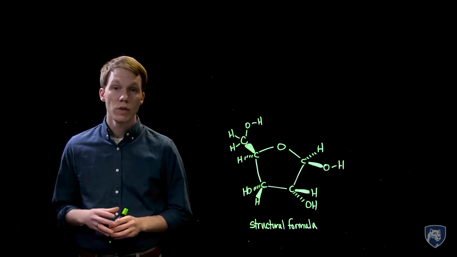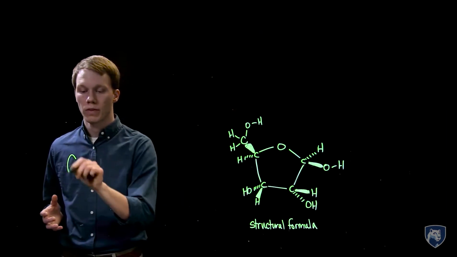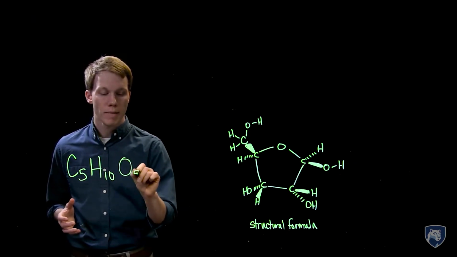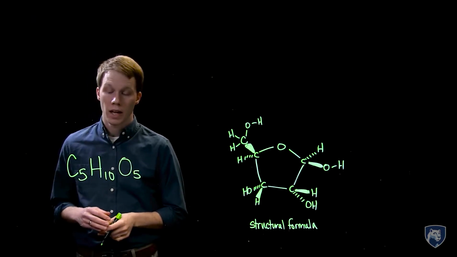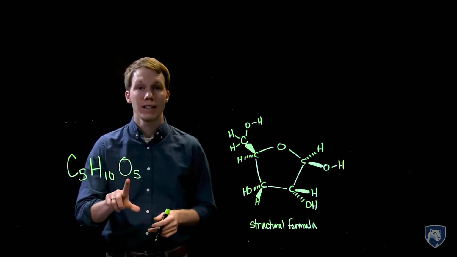Throughout this course, we'll be representing molecules in a number of different ways. And to look at just a few of the ways that molecules can be represented, let's take an example. Let's look at ribose. Ribose is the sugar that makes up the backbone of RNA. Ribose contains 5 carbons, 10 hydrogens, and 5 oxygens.